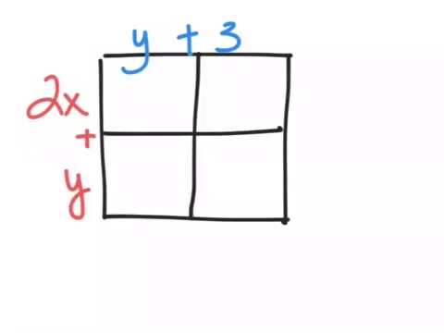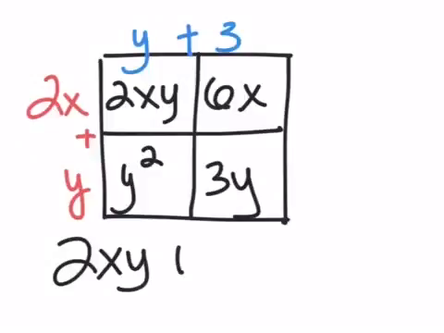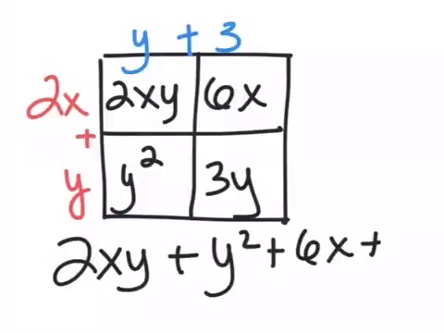Alright, so here I have my generic rectangle set up, and I'm going to go ahead and find the products. 2x times y gives me 2xy, 2x times 3 gives me 6x, y times y gives me y squared, and y times 3 gives me 3y. So when I put that together, I get 2xy plus y squared plus 6x plus 3y, and that's the expression I started with.